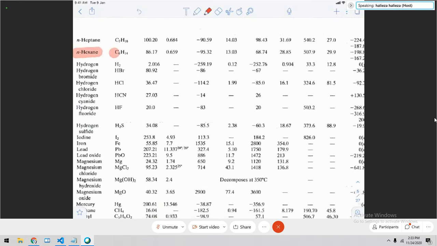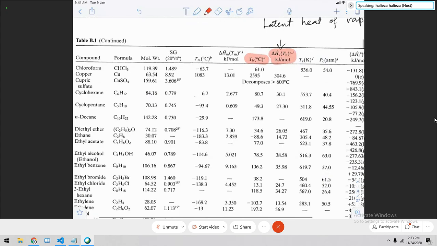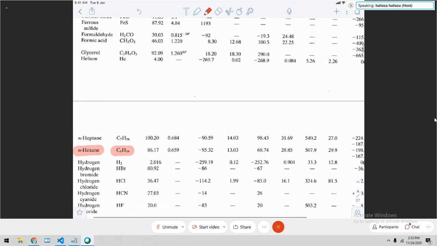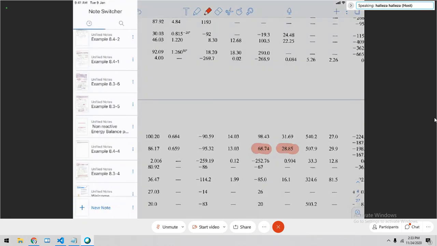That's the formula. What is the boiling point? I need to scroll up in order to know where the boiling point is. Okay, this is the boiling point, and this is the latent heat. So we take note of that. The boiling point is 68.74. So I'm going to go back to the question.